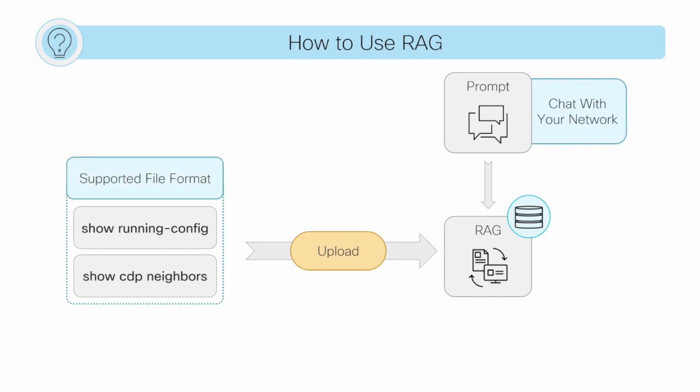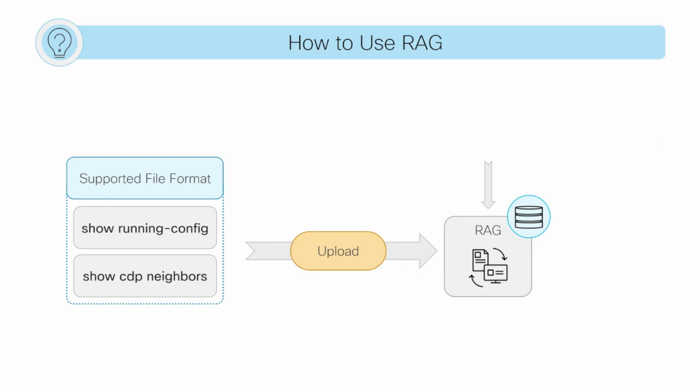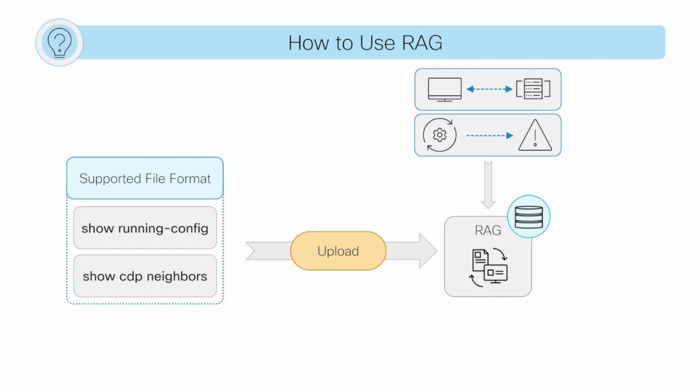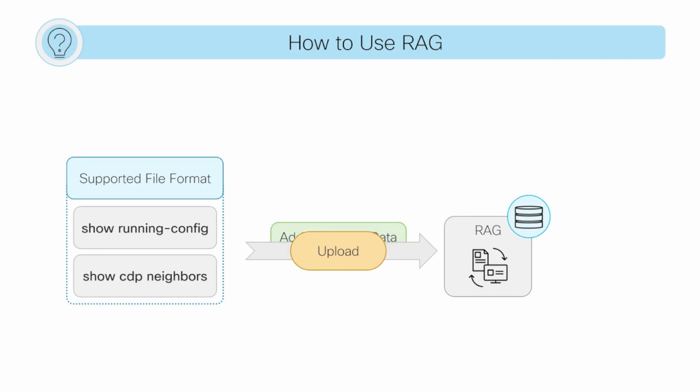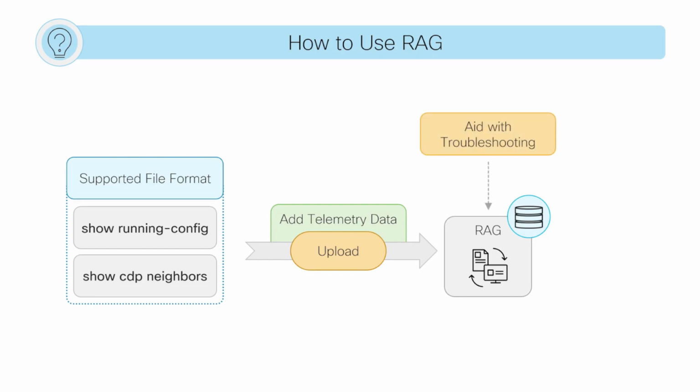For instance, you could ask it if a PC can reach a specific server based on their IP addresses, or maybe consult the system if the configuration you intend to implement can cause problems. Better yet, you might want to add additional telemetry data to your RAG system to aid you with troubleshooting.